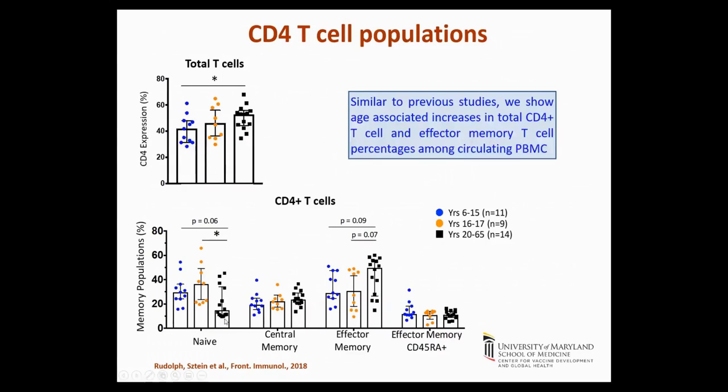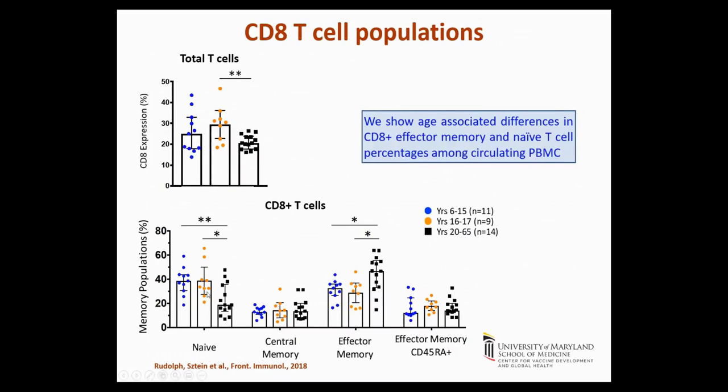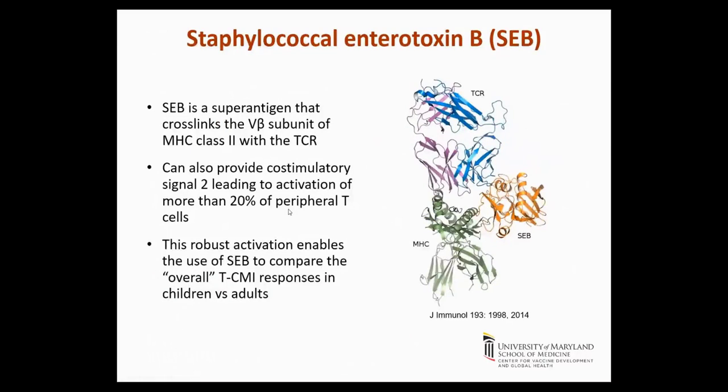And as you can see in children, as previously reported, we have higher percentages of naive cells and significantly lower percentages of effector memory cells. And this is the percentages of the memory population. In this case, it is for positive cells.